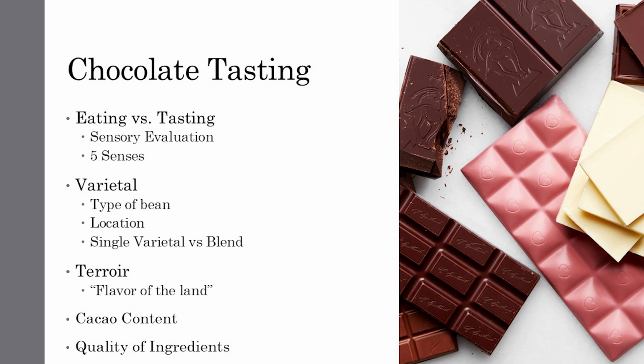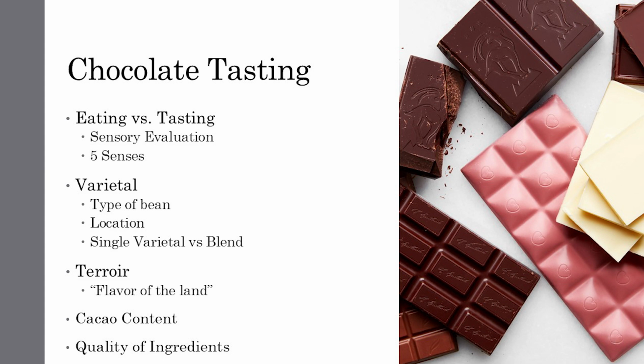Some things can affect the flavor of the chocolate: the type of bean that they use, whether it's Trinitario or Criollo, those beans can have different flavor profiles. Where it's grown can affect it. And then whether it's a single varietal or a blend. You can get some chocolate that's made from beans that are only grown in one area, and then you're really able to appreciate the term terroir.